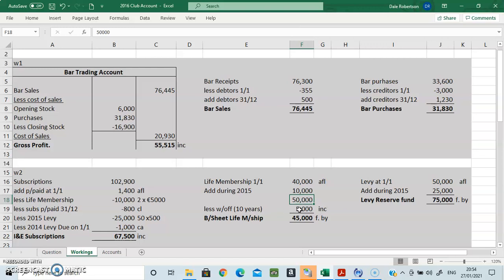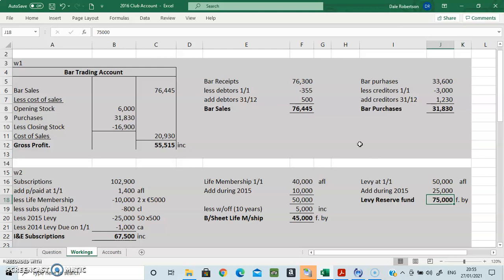We're going to drip feed it in. So 1/10 is obviously 5,000, and that goes to incomes, and the remaining 45,000 stays in the life membership account at the end of the year, and that's in the financed by section of the balance sheet. We also have a levy at the start of the year of 50,000, that's an accumulated fund liability or a capital income. And if we add on this year's levy of 25, then of course we will have 75 at the end of the year, which is financed by.